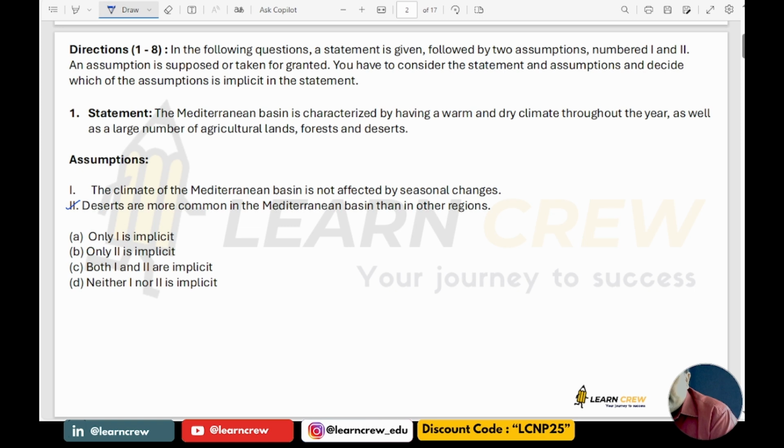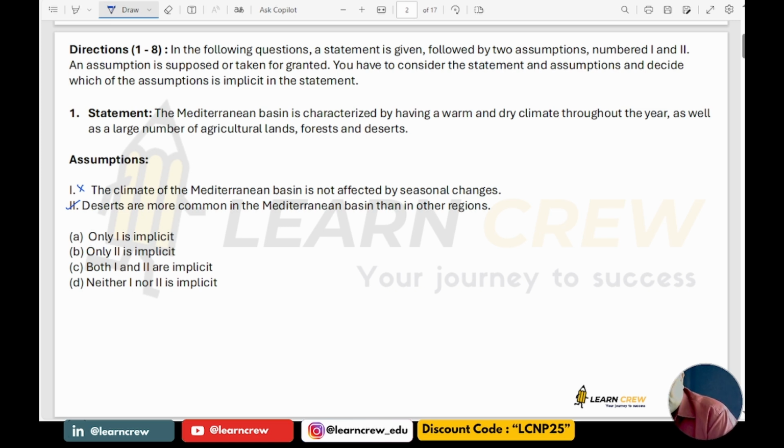However, there is no evidence or suggestion in the statement that the climate of the Mediterranean basin is not affected by seasonal changes, which means assumption 1 is not implicit. Deserts are known for their arid conditions and low rainfall, and therefore the presence of deserts and warmth in the Mediterranean basin is indicative of its dry and warm climate. This is why assumption 2 can be considered to be implicit for the statement.